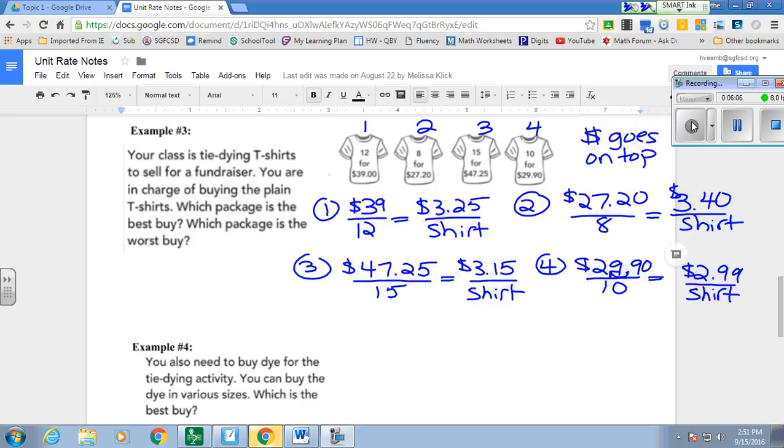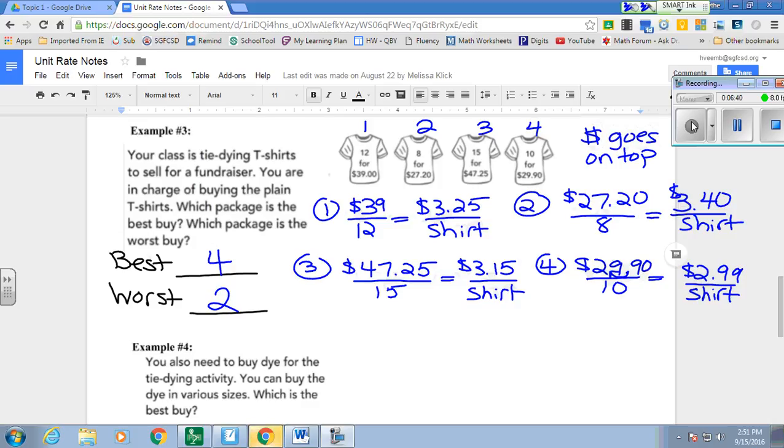The question asked for the best buy and the worst buy. So my best and my worst. The best buy is going to be the cheapest shirt because it saves me money. So it's the better buy for me. So the one that is the cheapest per shirt would be choice 4 at $2.99. The worst would be the most expensive one, which would be the $3.40 per shirt. So that's choice 2.